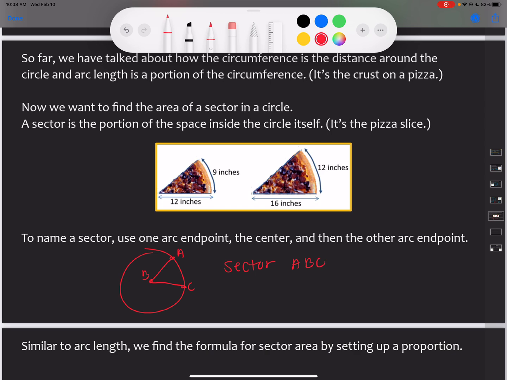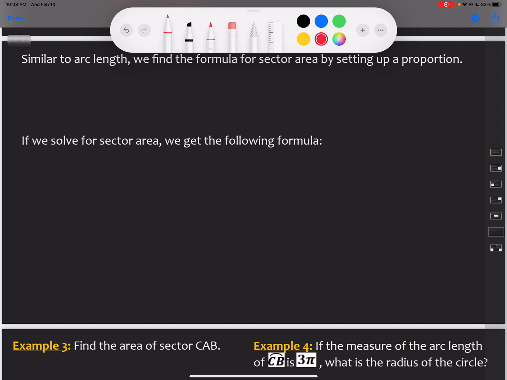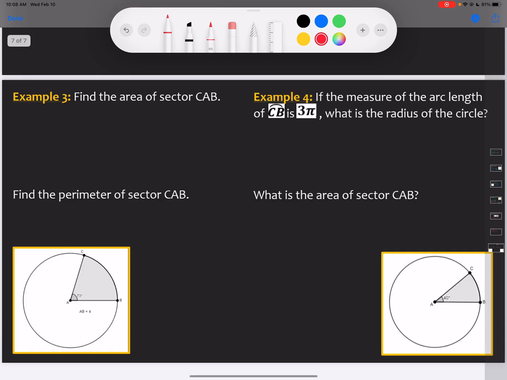All right, so similarly to arc length, if we take the proportion of the area, so the sector area is a portion of the total area, which is pi r squared, and that's going to be equal to theta, which is a portion of the total degrees of a circle, over 360. So my formula for sector area is pi r squared theta over 360. So it's very similar to what you're seeing for arc length, but this time we're finding the area of just a piece of pizza.